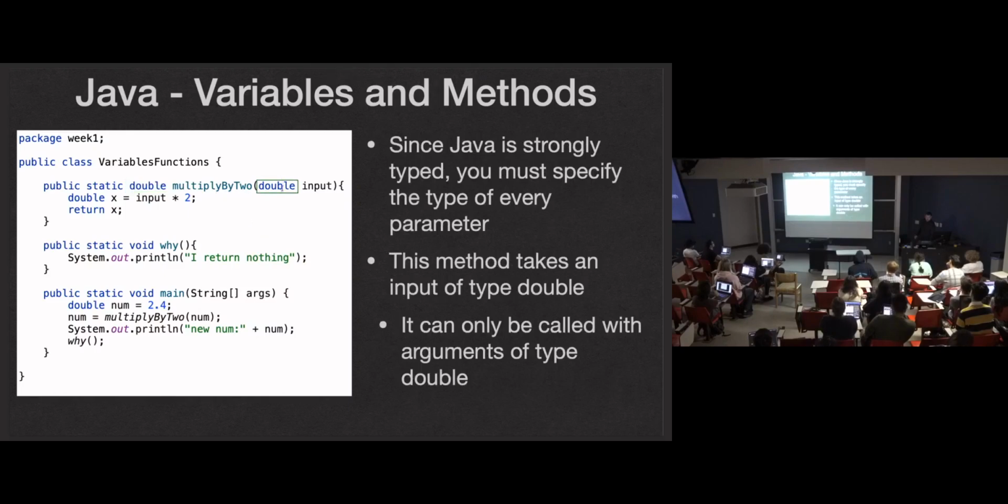Name of the method, and then our parameter list. Parameters are variables. Every variable has to have a type, so our parameters have to have types. We saw this with the main method already. Args is of type string array. We don't have to worry about how arrays work in Java.